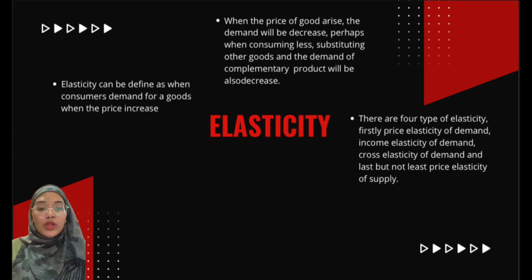So I will continue to the next subtopic, which is elasticity based on the automobile market.